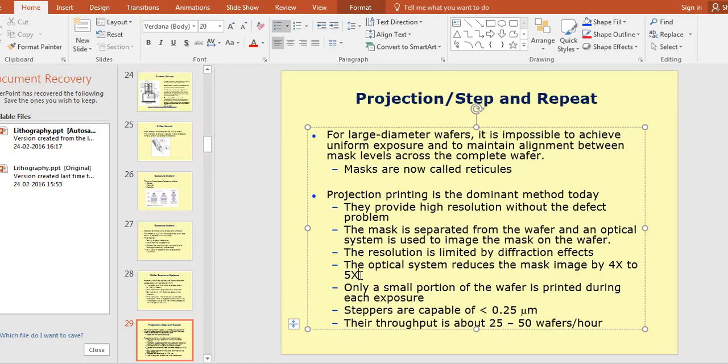It's not like in contact printing or proximity printing, where we do the exposure and whatever pattern is there on the mask is transferred onto the wafer. In projection lithography, we do this step and repeat method. We take a reticle, do the exposure, then move the mask so that in the next location the same pattern can be repeated, and like that we repeat the same pattern throughout the whole wafer.